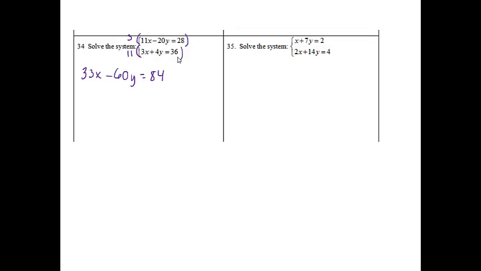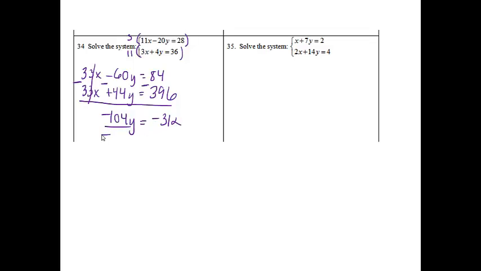And then if I multiply all three things down below by 11, I'll get 33x plus 44y equals 396. Alright, I'm going to have to subtract to get the x's to cancel out, so I'm going to put subtraction signs all throughout. So here we go, those are gone. And then negative 60 minus a positive 44 is going to be negative 104y. And then 84 minus 396 will be negative 312. I'm then going to divide both sides by negative 104, and I will get y equals 3.